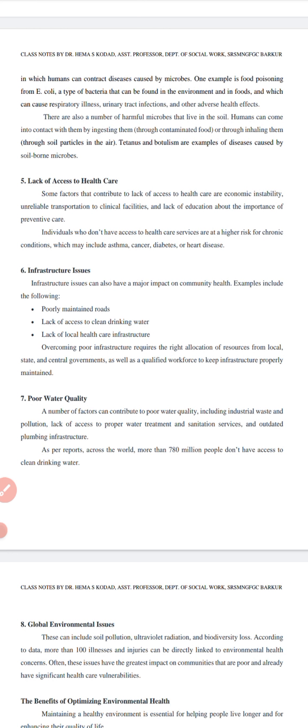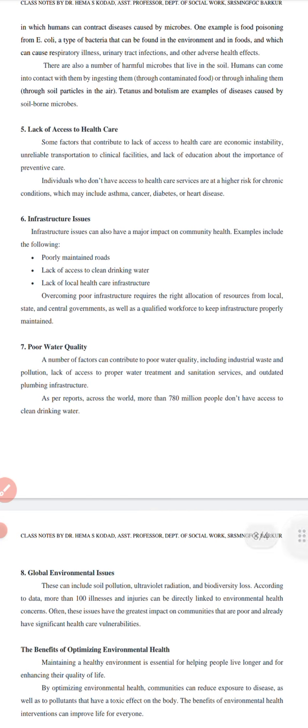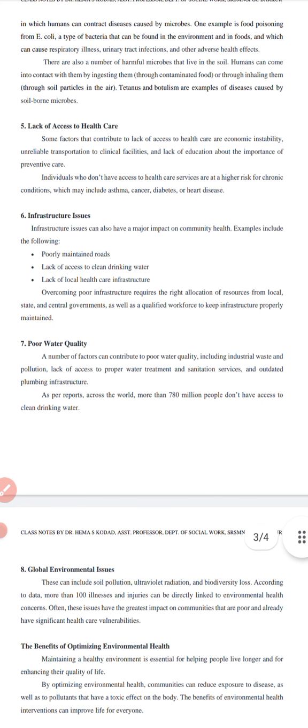So the seventh important environmental factor is poor water quality. A number of factors can contribute to poor water quality, including industrial waste and pollution, lack of access to proper water treatment and sanitation services, and outdated plumbing infrastructure. You can also refer to the notes on water pollution, which will help you write more elaborately on this point. I have just given it in brief here, but if you want, you can add some more points to this. As per reports across the world, more than 780 million people don't have access to clean drinking water.